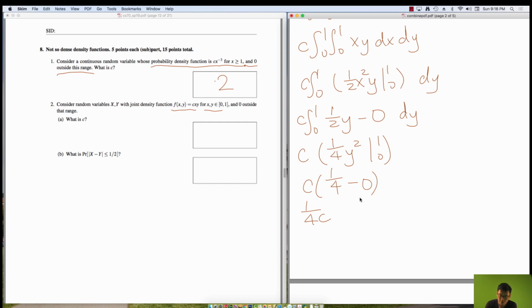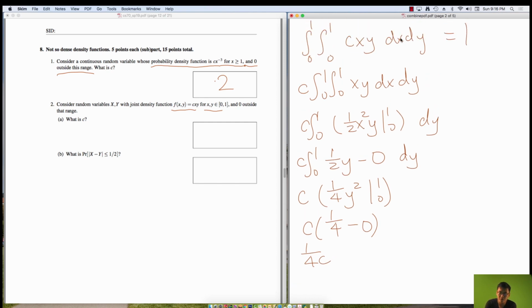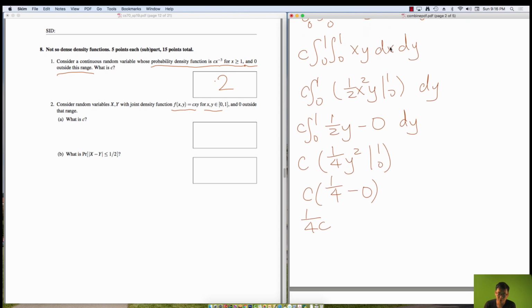And so if I evaluate this double integral, I should get 1/4 c, and I want 1/4 c to be equal to 1 because it's a valid joint density, which means c must be equal to 4.